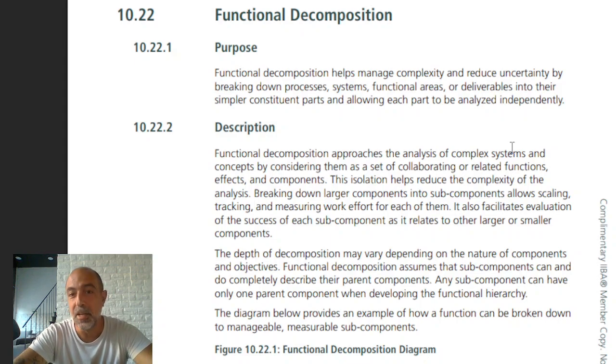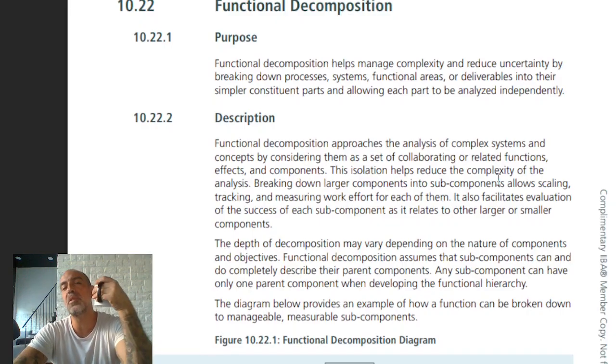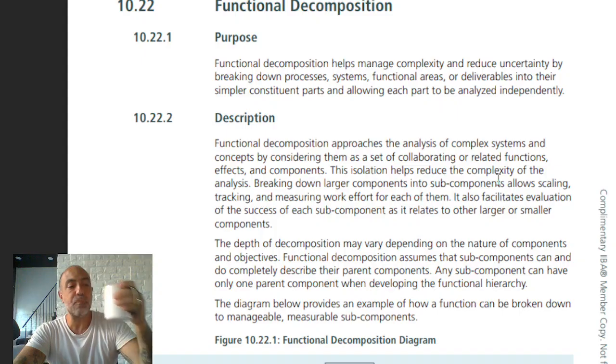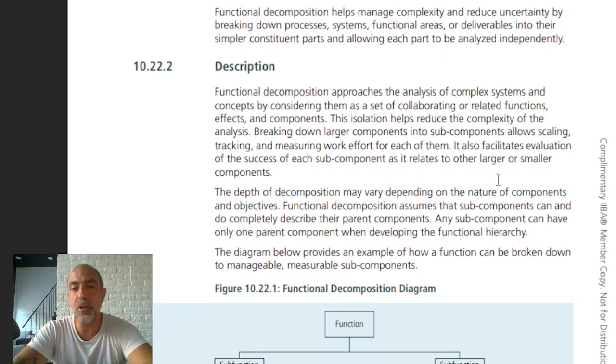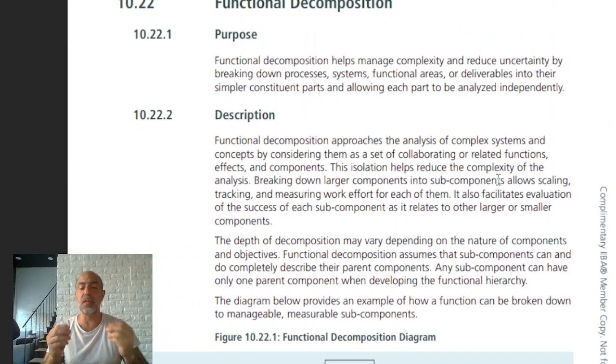Let's see. Helps manage complexity and reduce uncertainty by breaking down processes, systems, functional areas, or deliverables into simpler constituent parts. Instead of decomposition, I would have used destructuring, but okay. Allowing each part to be analyzed independently. That makes sense.